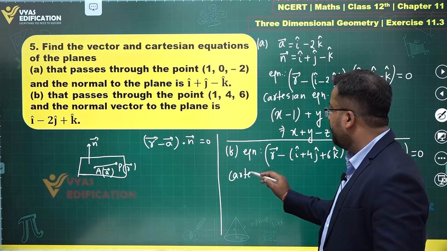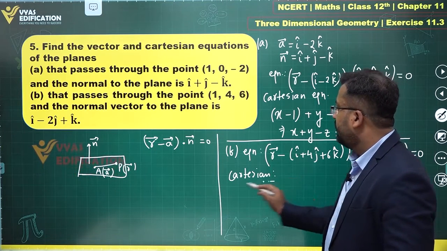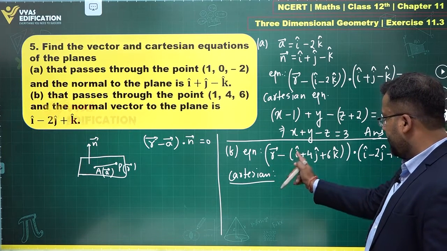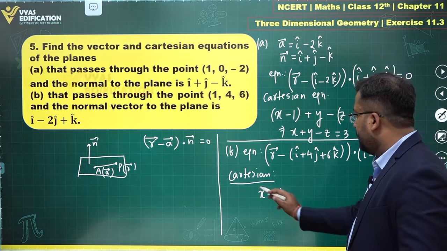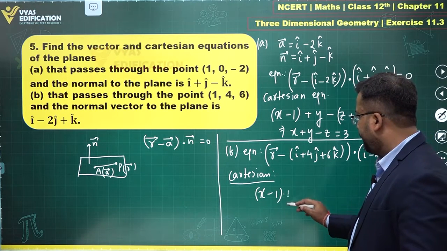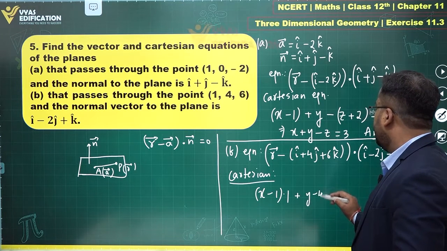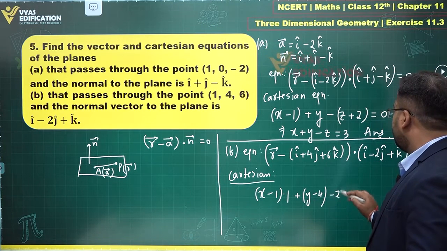In Cartesian form, the equation will be obtained by replacing this with x. So x minus 1 times this 1, y minus 4 times this minus 2.